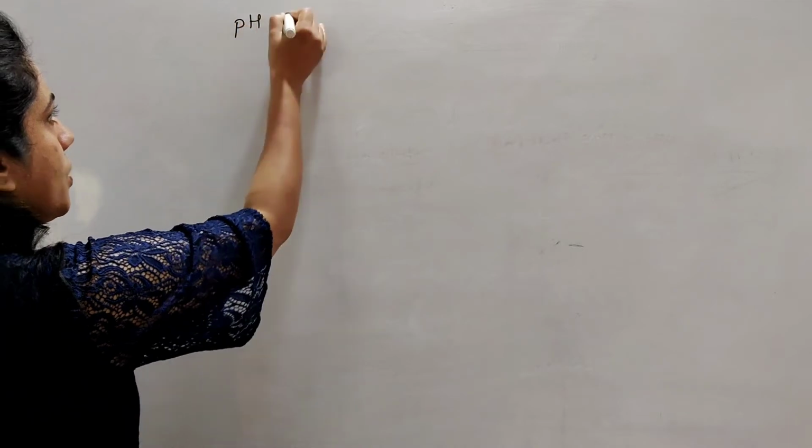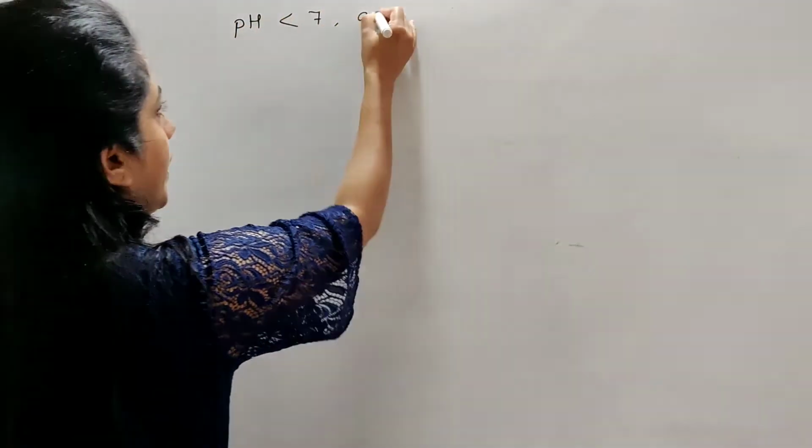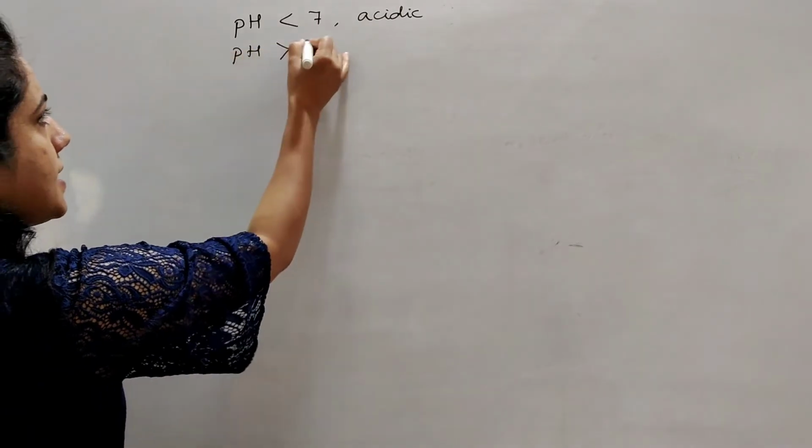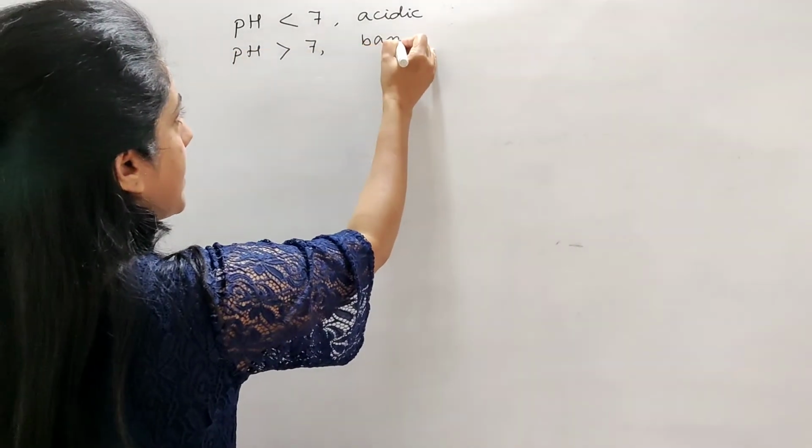Okay, so you understood what the pH of a solution is? pH of a solution is the negative logarithm of hydrogen ion concentration or hydronium ion concentration. If we are given the hydrogen ion concentration, we can find the pH of a solution. Now we all know that if the pH of a solution is less than 7, we call the solution acidic. If pH is greater than 7, we call it basic.